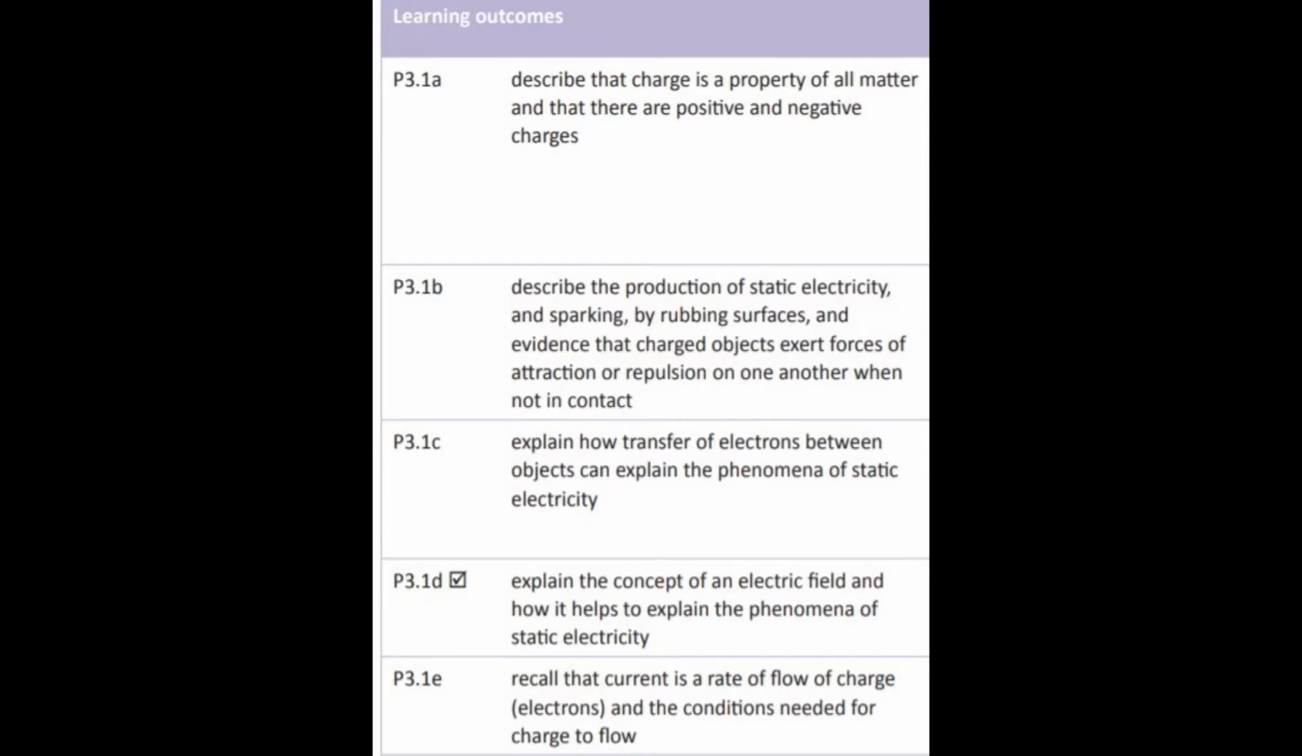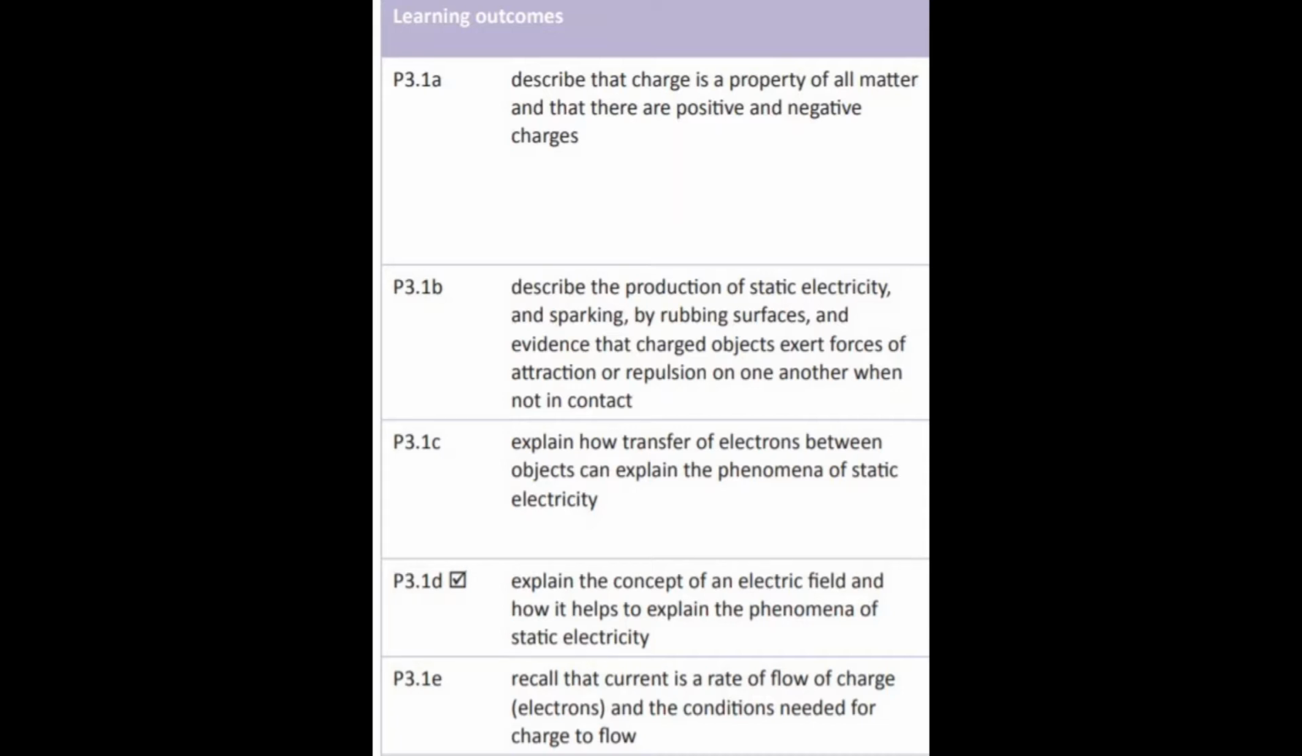The learning outcomes. P3.1a, describe that charge is a property of all matter and that there are positive and negative charges. P3.1b, describe the production of static electricity and sparking by rubbing surfaces and evidence that charged objects exert forces of attraction or repulsion on one another when not in contact.